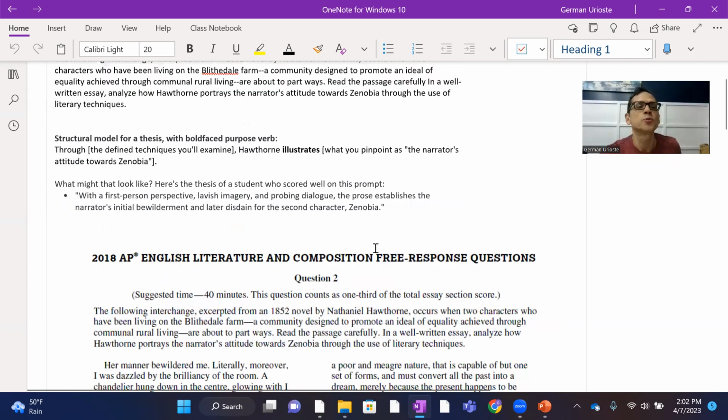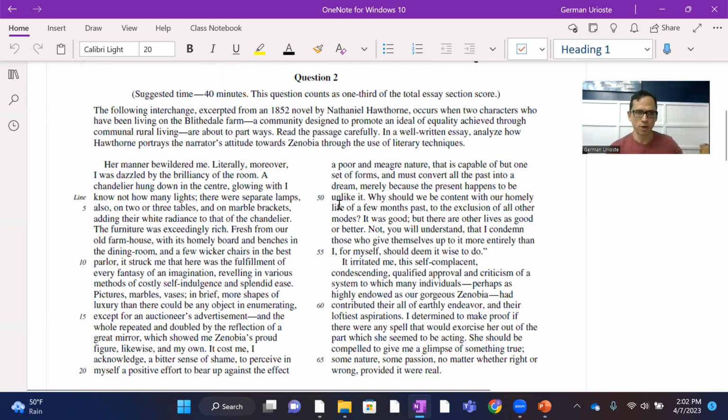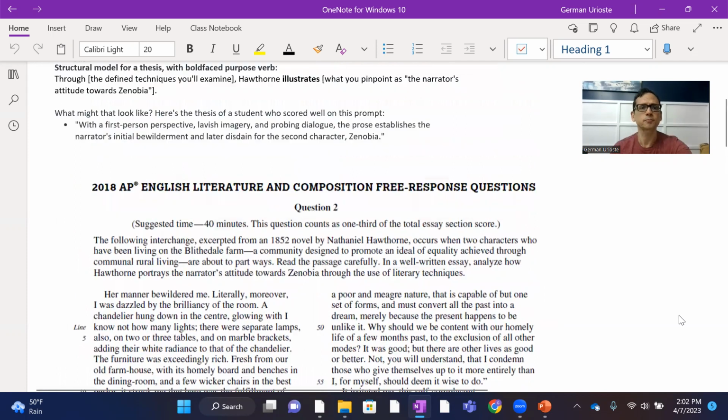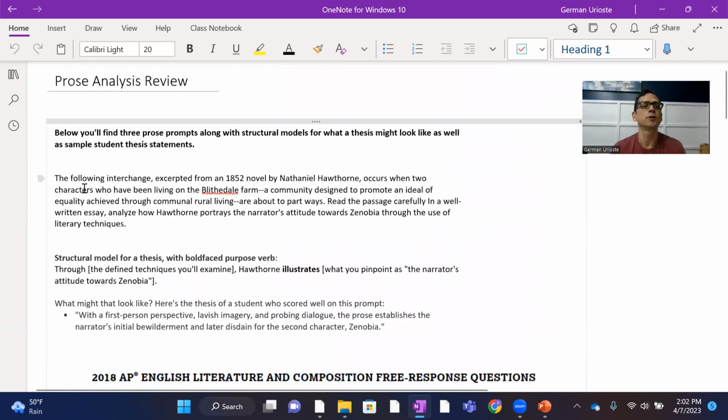So here's the first one from 2018. You've got a prompt here on top, and you've got a passage. Notice the passage is not that long that you're going to be asked to write about. I have put the prompt up here for our convenience. Let's take a look at it.